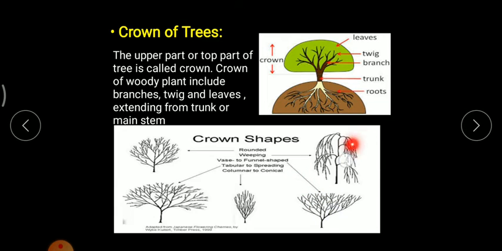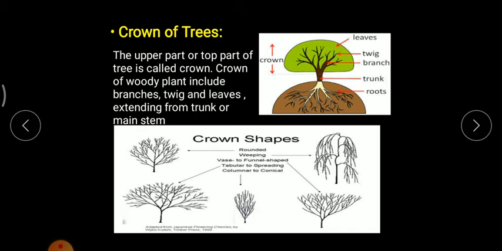This is weeping one. As you can see in this weeping, the leaves are inclining downwards. This is rounded shaped tree. This is a tabular. It is in the form of a tab. This is columnar. A conical shape is being created over here.